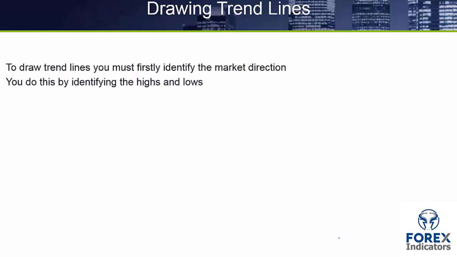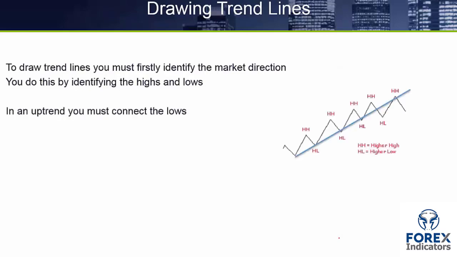So how do you draw trend lines? Well, to draw lines, you must firstly identify the market direction. You do this by identifying the highs and the lows. In an uptrend, you must connect the lows. So here's an example. The market, you can see we've connected these lows here. Okay, and eventually notice how the market breaks and then goes back and retests these highs, and then eventually the market goes lower. In a downtrend, you must connect the highs.